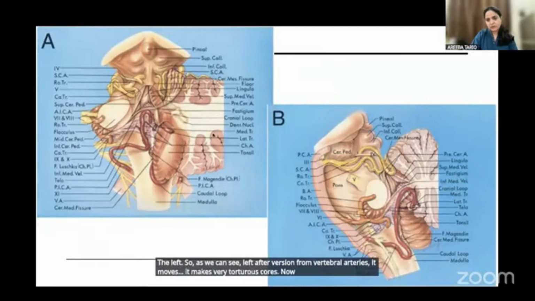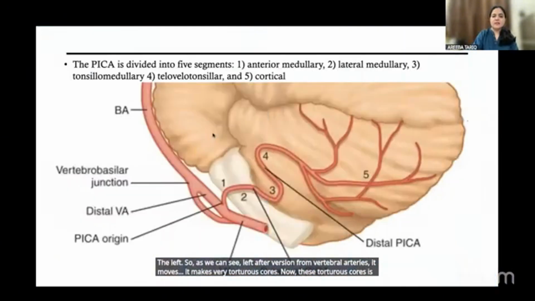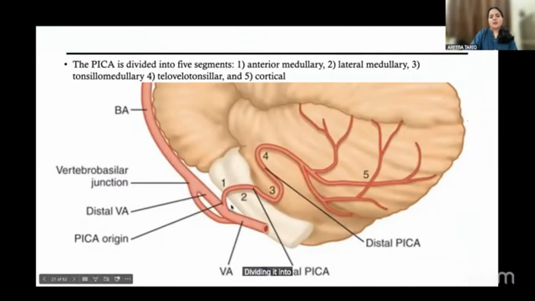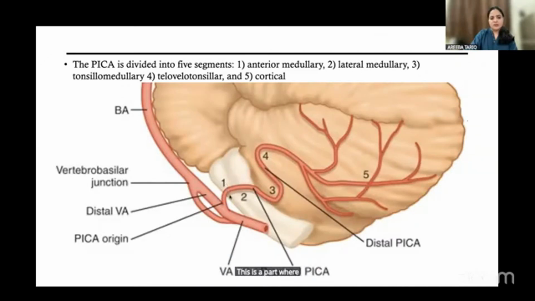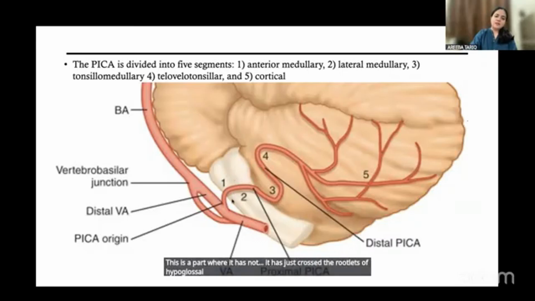Now this tortuous course basically divides it into 5 segments. What are the 5 segments of PICA? The first turn it takes when it moves in front of the medulla oblongata is known as the anterior medullary segment. This is the part where it has just crossed the rootlets of the hypoglossal nerve. Once it crosses the rootlets of the hypoglossal nerve, it becomes the lateral medullary segment, because that part usually lies on the lateral side of the medulla oblongata.